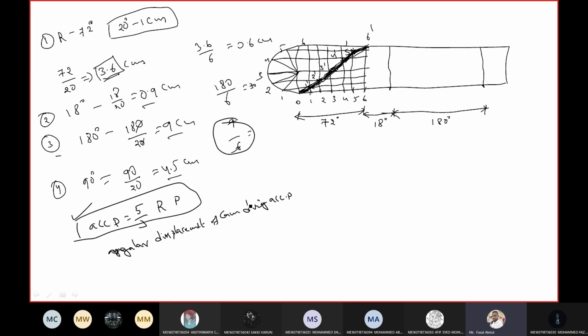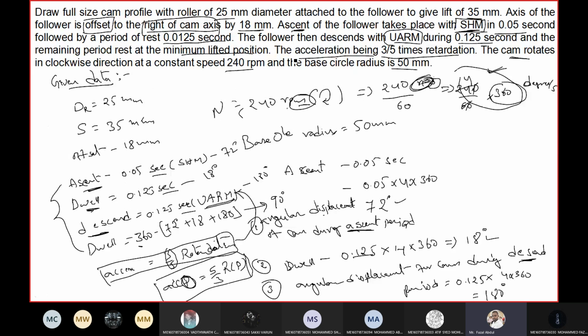Sir, the ascent period is already done, that is 72 degrees, that is also the ascent period only. So listen to this statement and what I am telling. What is the statement in the question? The acceleration being 3 by 5 times the retardation. If this relation is not given in the problem, whatever the data is there, we proceed with that data. But here this relation is given.